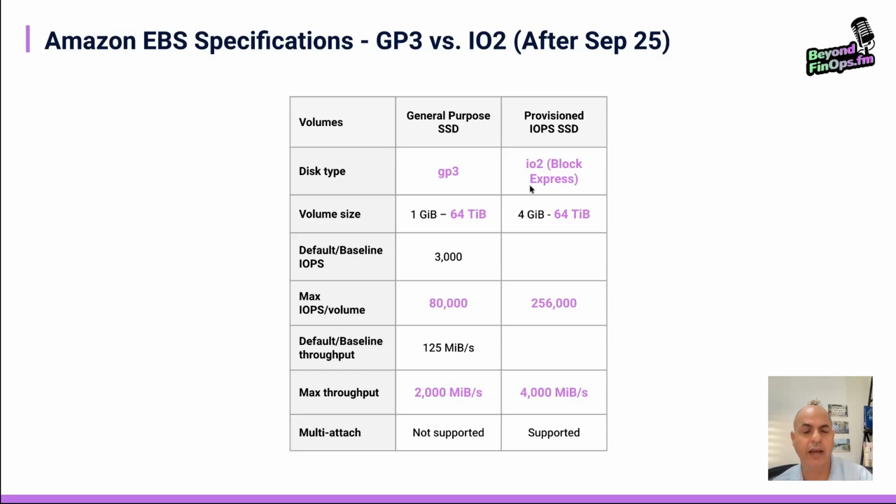Still, IO2 has its advantages when it comes to IOPS larger than what GP3 offers, or if we need throughput larger than 2,000, or if we need to attach an EBS volume to multiple EC2 instances. IO2 is the only volume that has this capability of multi-attach.